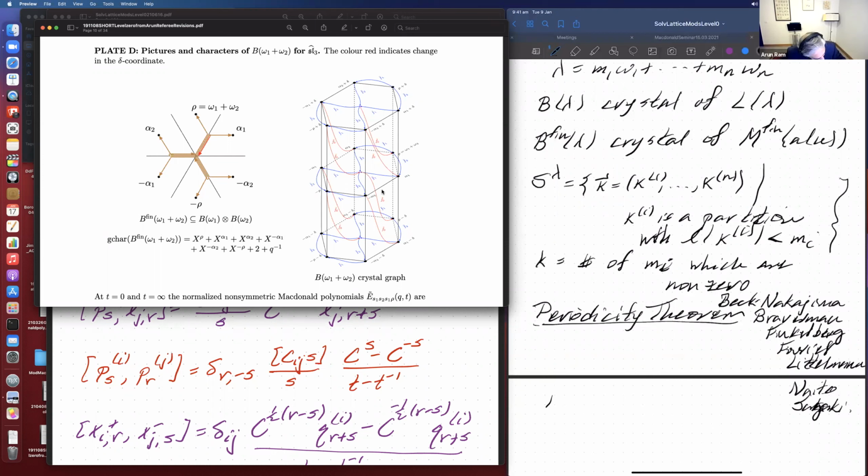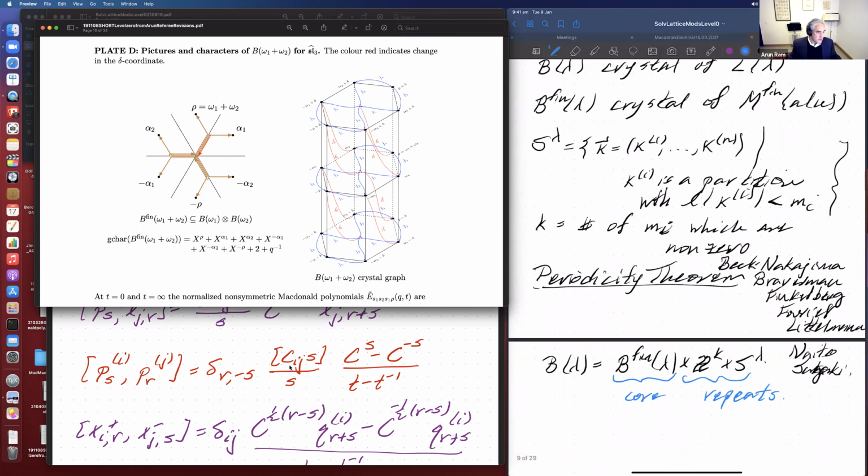Okay, so the periodicity theorem says that the big tube module is made by taking the finite crystal, so that's a finite crystal, and repeating it a whole bunch of times. All right, so this is the core, if you like, and this is the repeats, the periodicity.